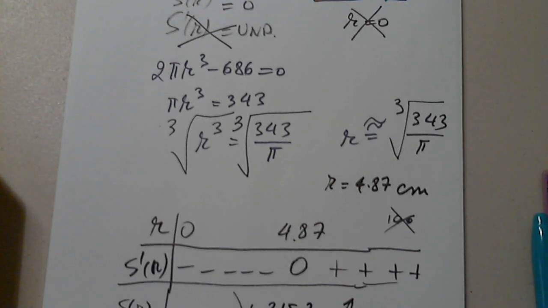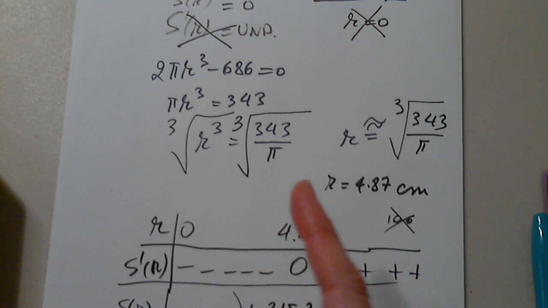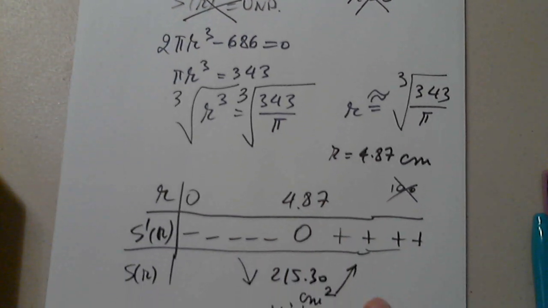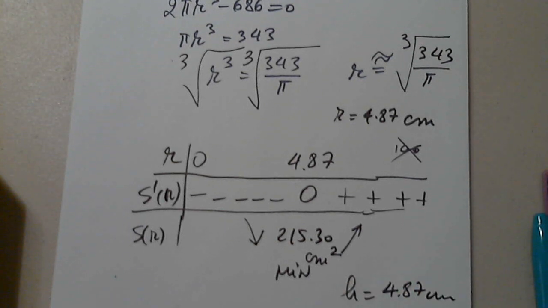This is surface area, this is distance, volume is cubic centimeters, and this must be squared centimeters. And this is the minimum surface area, given the conditions we had, and the restrictions, if you want, we had.